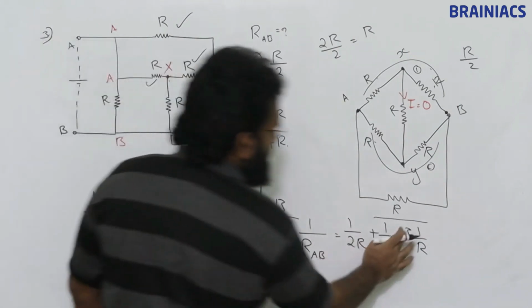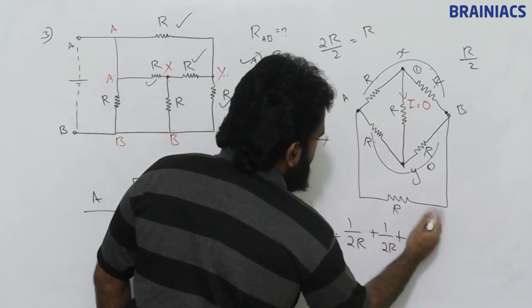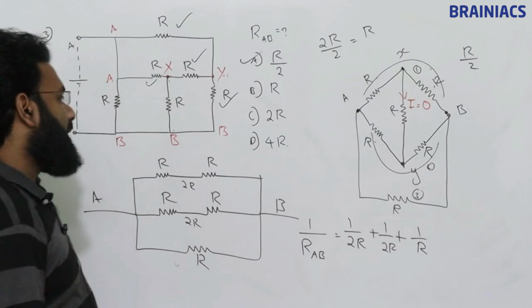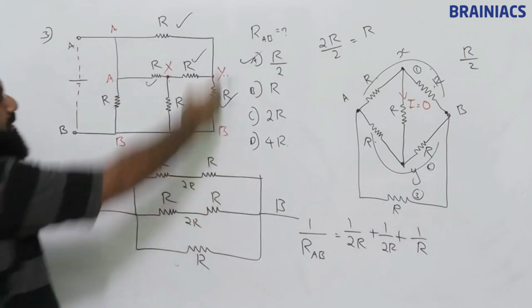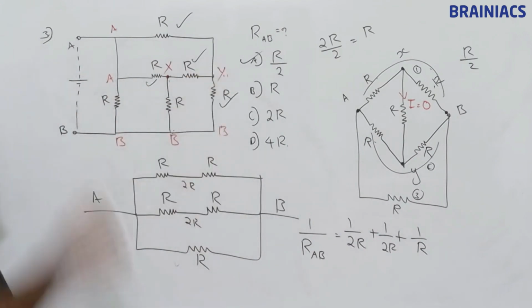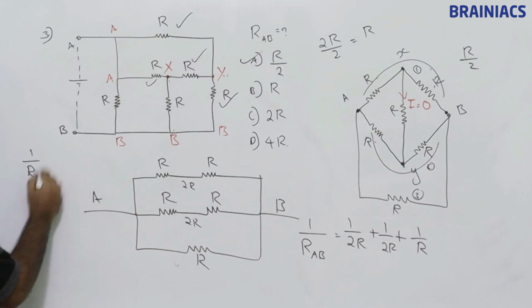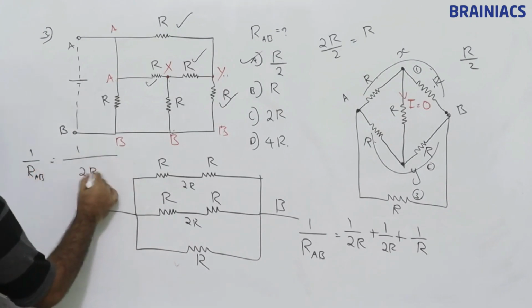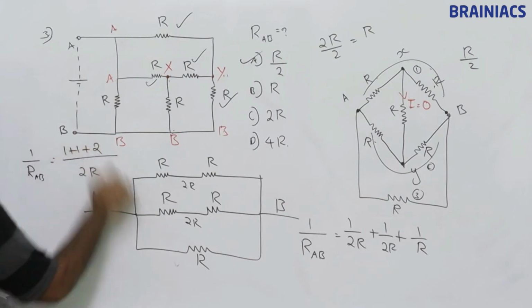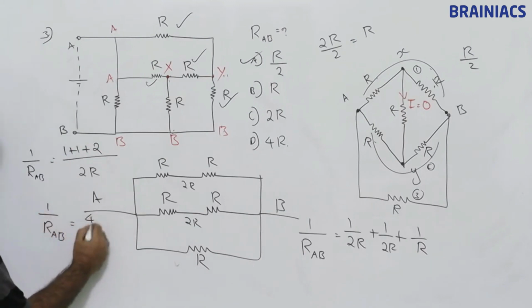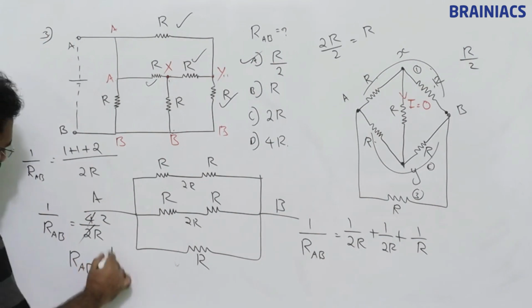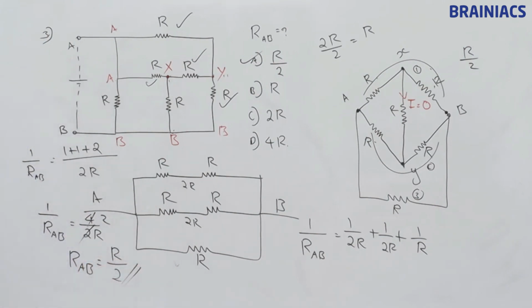Okay, so you can just solve this, taking LCM, and you will be able to find RAB. You will be getting the same answer, R by 2. Note it down. Okay, clear?